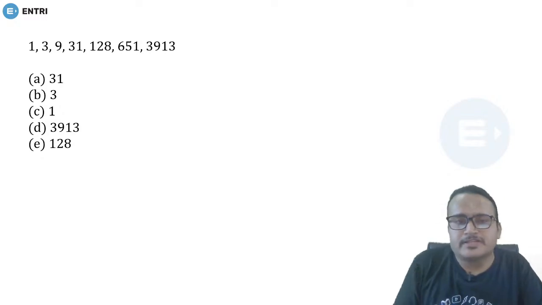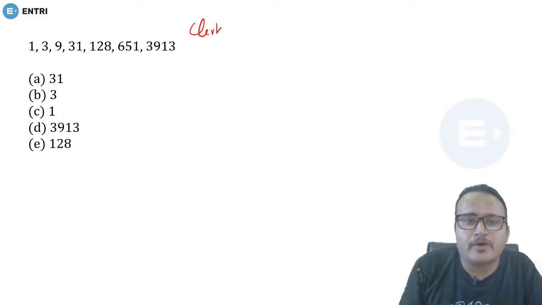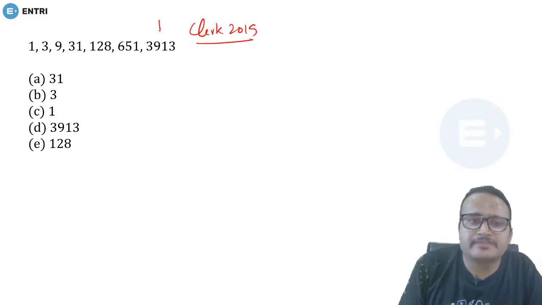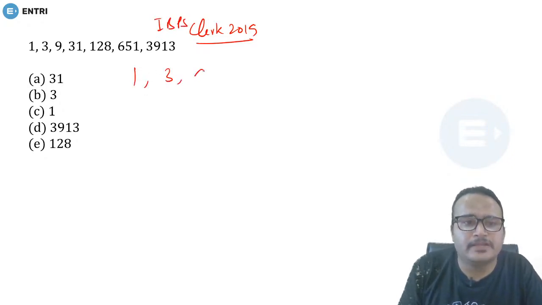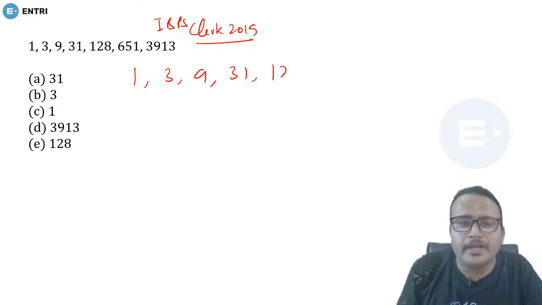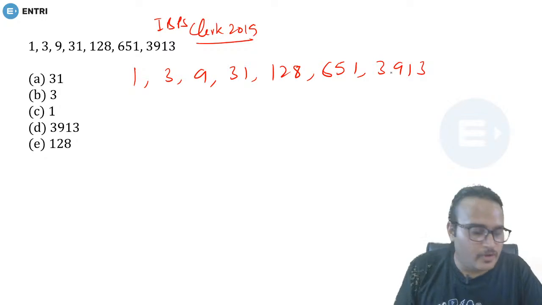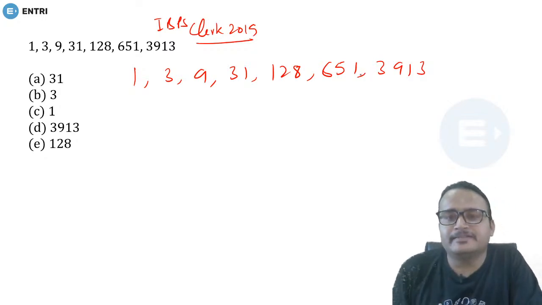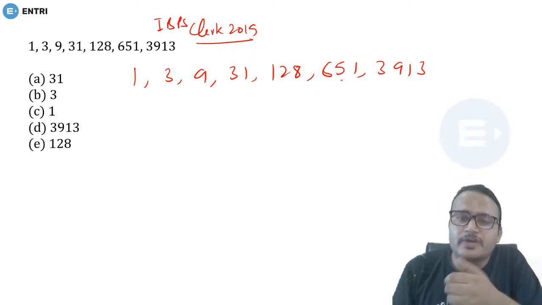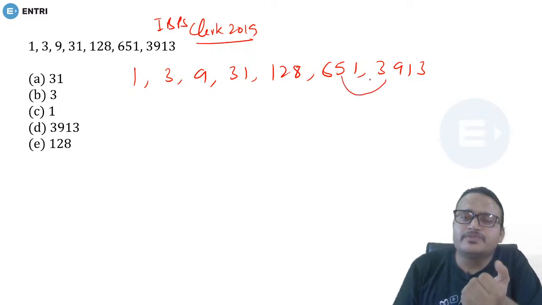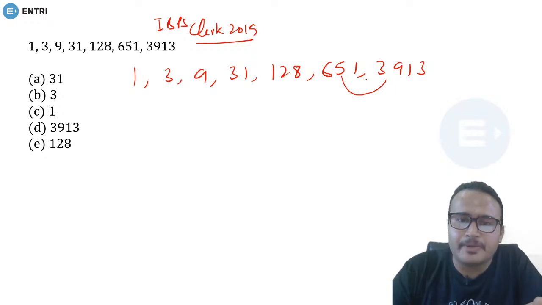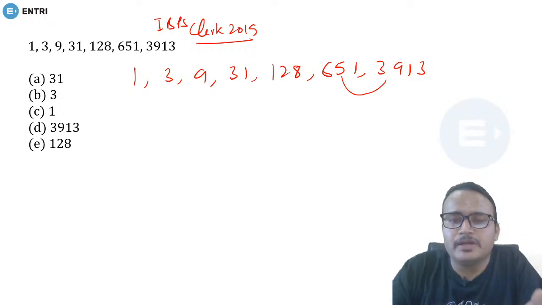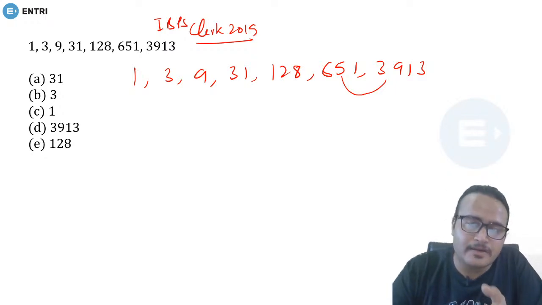So this is the question, guys, asked in the clerical level of 2019, IBPS Clerk 2019. Let's see how we can solve it. The question in front of you: 1, 3, 9, 31, 128, 651, 3913. Our first task, guys, is to identify the slope of the series. You can see the slope of the series is increasing at a very rapid pace. From 651 the number becomes 3913.